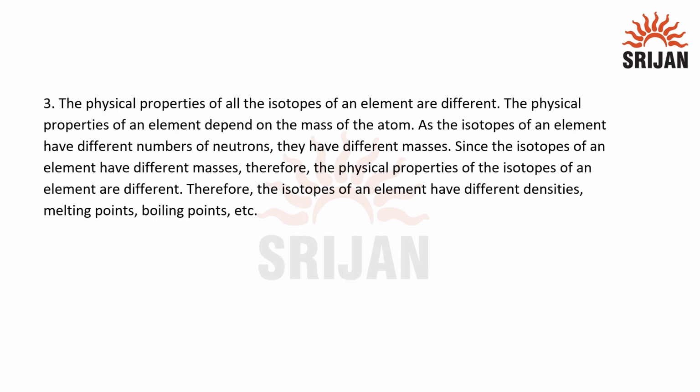Now let's understand the physical properties of isotopes. The physical properties of all the isotopes of an element are different because physical properties of an element depend on the mass of the atom. As the isotopes of an element have different numbers of neutrons, they have different masses, and since isotopes of an element have different masses, their physical properties are also different. So we can say that isotopes of an element have different densities, melting points and boiling points, because all these are physical properties and they depend on the mass of the atom.